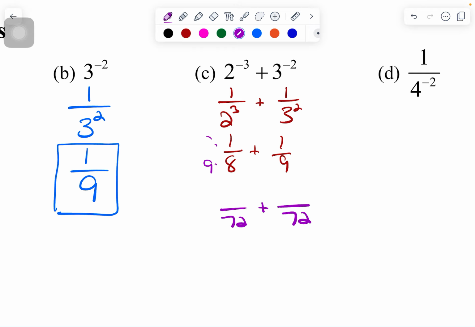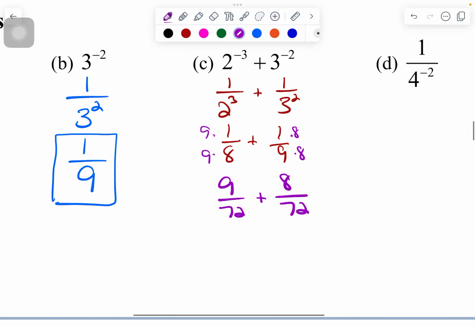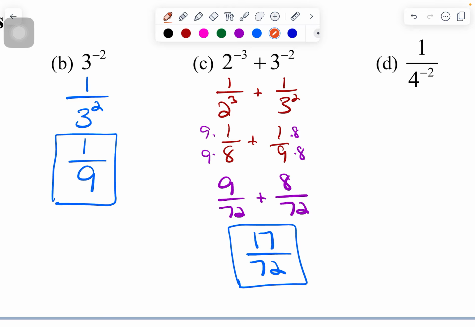So we're going to multiply by 9 here, so that's 9 over 72. Multiply by 8 here, it's 8 over 72. And now that they have the common denominator, I can go ahead and add those up, keeping the denominator of 72. So 9 plus 8 makes 17 over 72. Well, that's a fabulous fraction there. But that's part C. So you have that exponent rule with the negative exponents, and then we were able to deal with the actual common denominator and adding the fractions up.